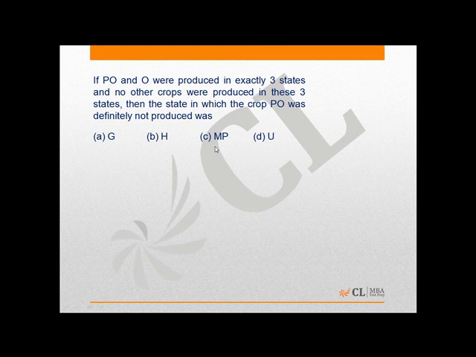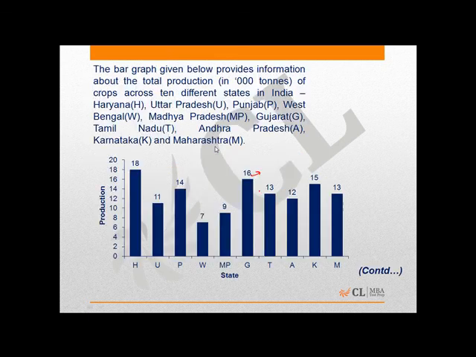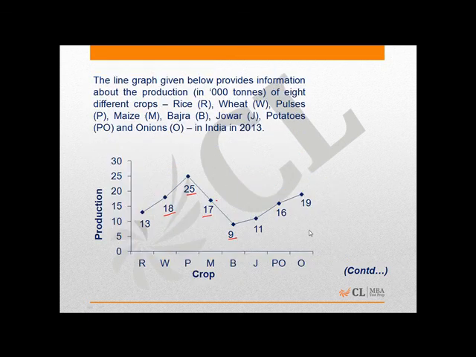Next is PO and O are produced in exactly 3 states and no other crops are produced in these 3 states, then the state in which the crop PO was definitely not produced was. So PO plus O is 16 plus 19, that is 35. So I have to see the combination of 3 states, summation of which will give you production of 35.